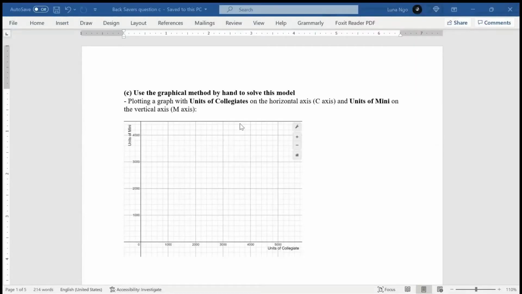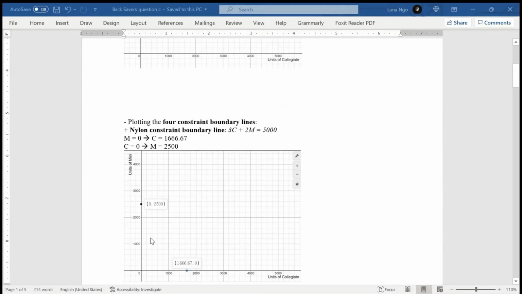Question C. Use the graphical method by hand to solve this model. First, we will start by plotting a graph with units of collegiates on the horizontal axis and units of mini on the vertical axis like this. Then we need to plot the four constraint boundary lines, and the easiest way to do this is by determining where each line intercepts the two axes.